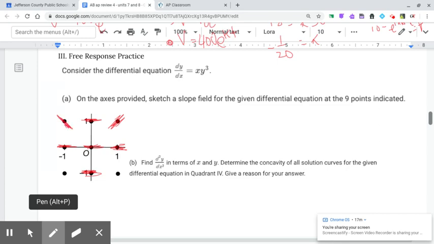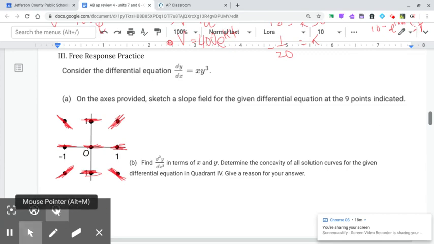Third quadrant, negative x, negative y is positive 1. And fourth quadrant, positive x, negative y is negative 1. So I got kind of an x and a plus kind of thing going on here. All right, for the second derivative, I found that the curves are all concave down in quadrant 4, with lots of evidence, obviously, to work with.